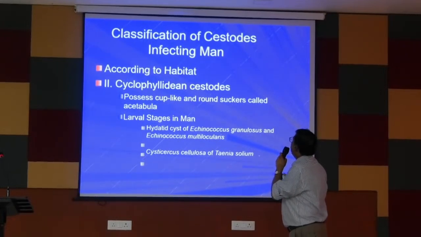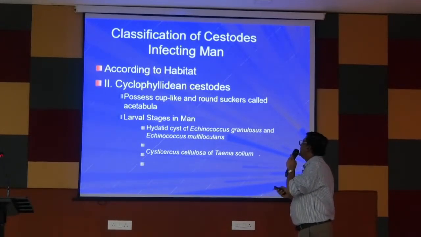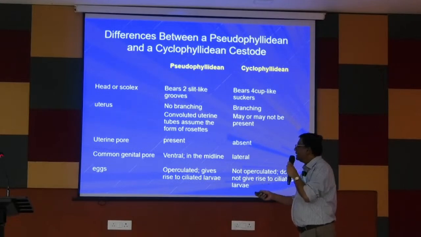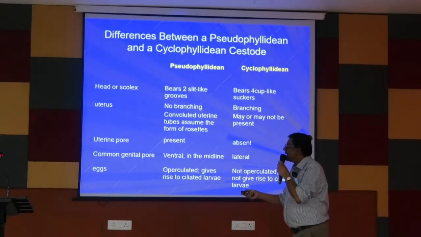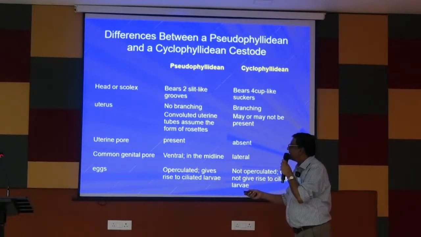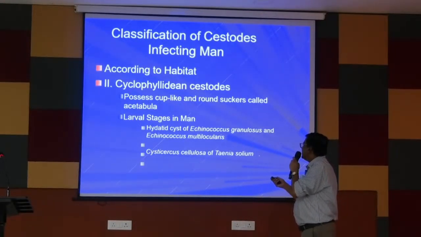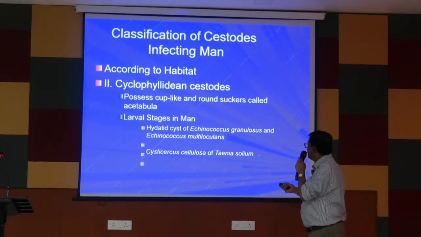Classification of cestodes infecting man according to habitat. Cyclophyllidean cestodes possess cup-like and round suckers called acetabula, and a rostellum. And larval stages in man, in hydatid cyst, we will discuss this later.